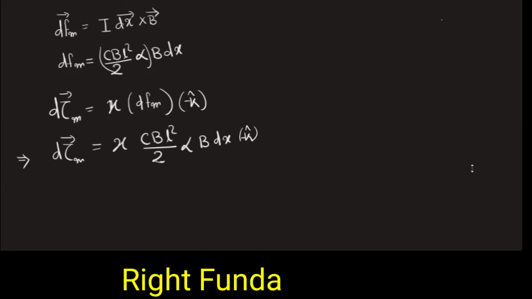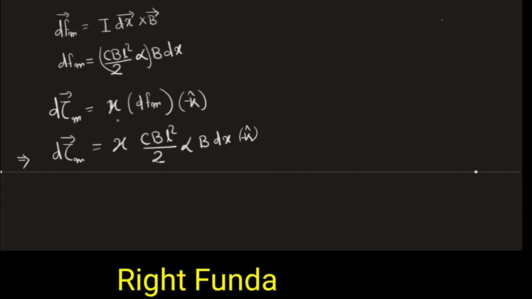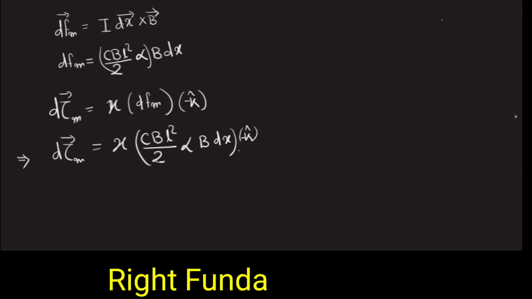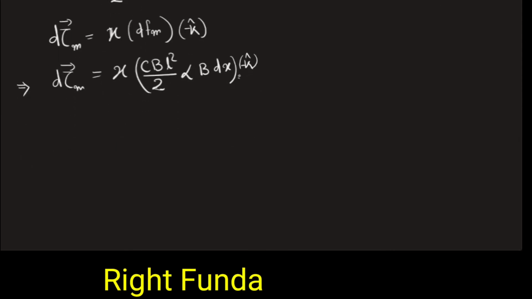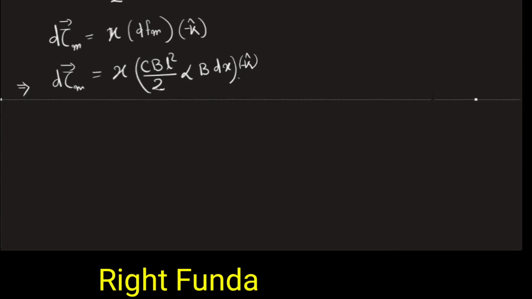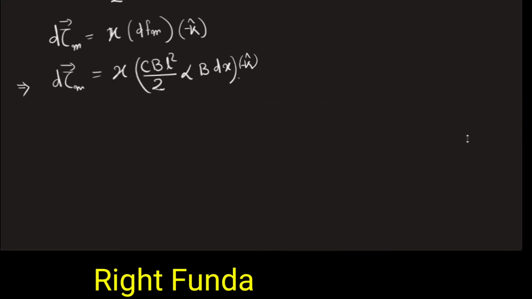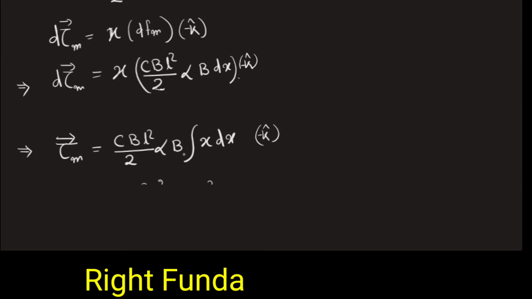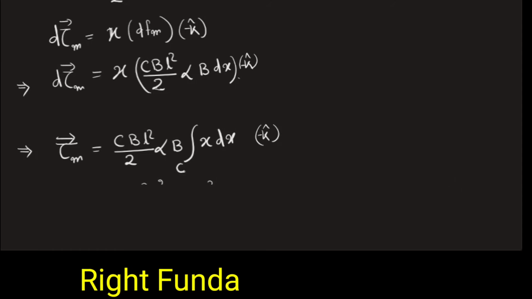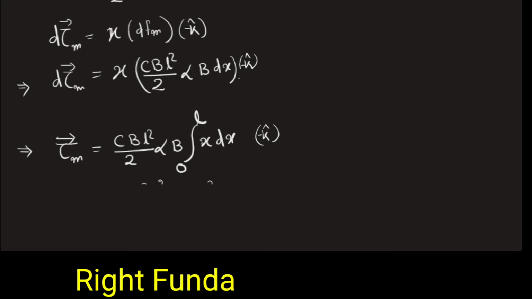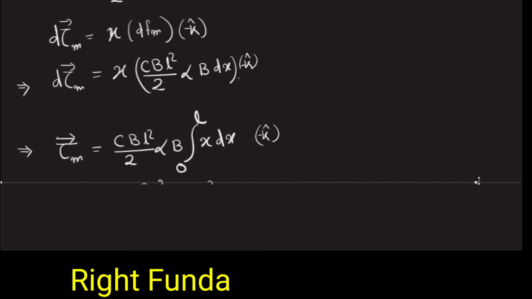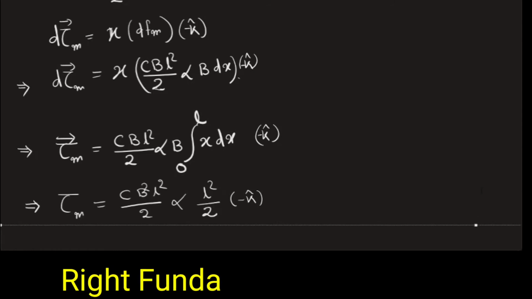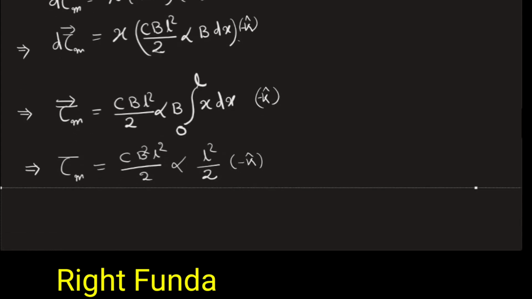I substitute the value of dF that we have got, and we get the small torque as a function of x. If we integrate this, we can get the total torque acting on the rod. Here x is my variable, and x varies from 0 to L. Then the total torque acting will be C B square L square by 2 alpha into L square by 2.